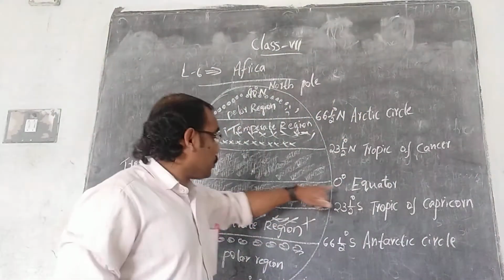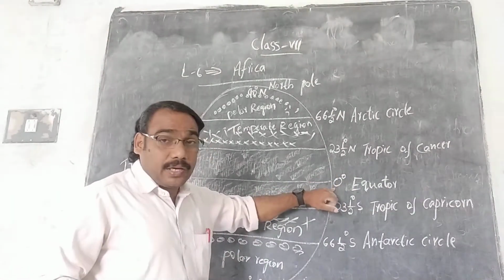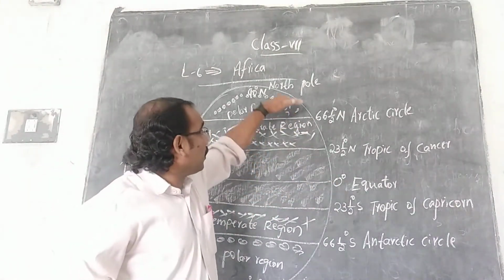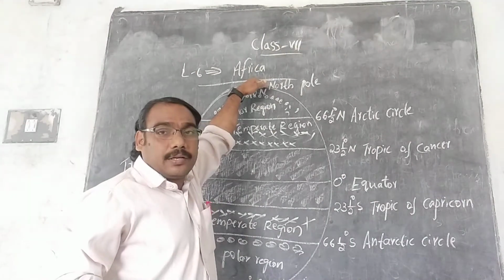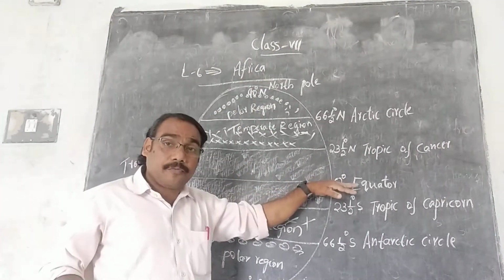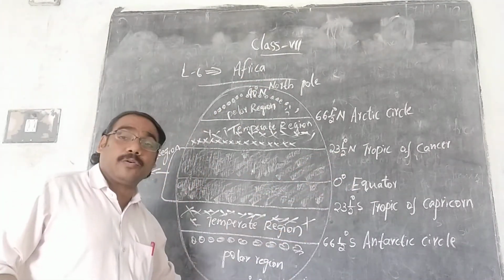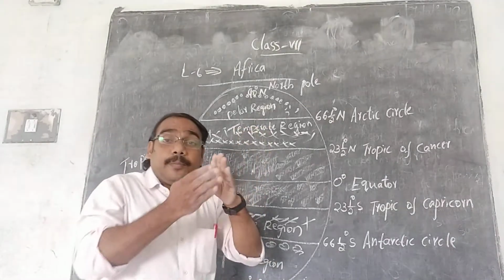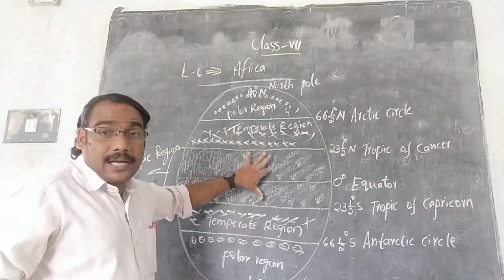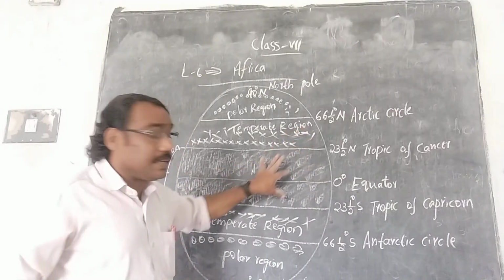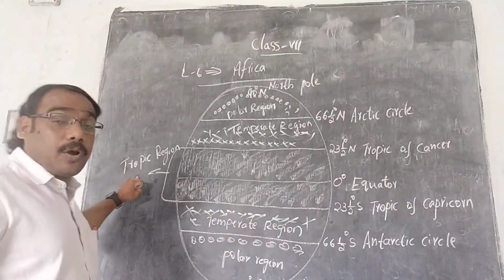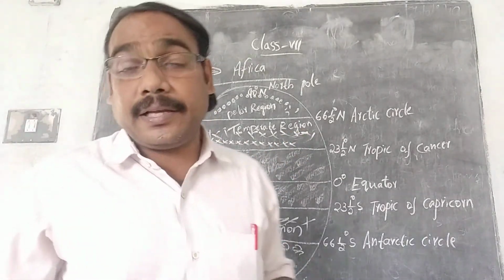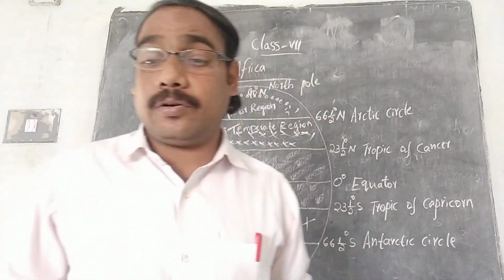Already you know, this is the equator. From the equator, when you move either to the north side, near the north pole, or to the south side, the temperature will decrease. So the areas near the equator, which are known as the tropic region, will be very hot. Okay?